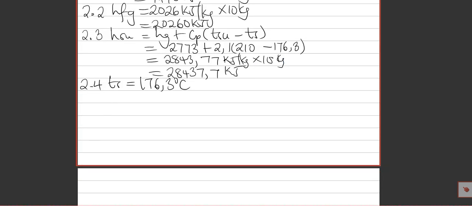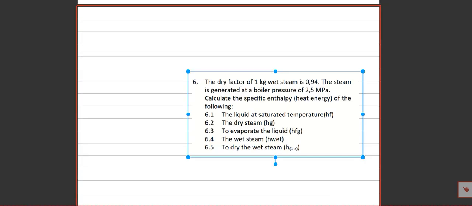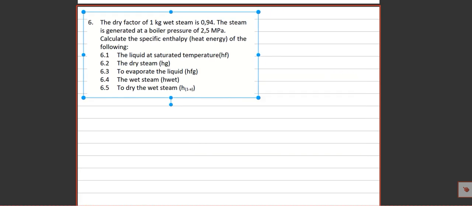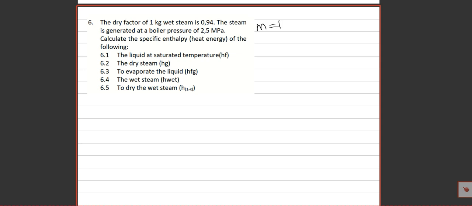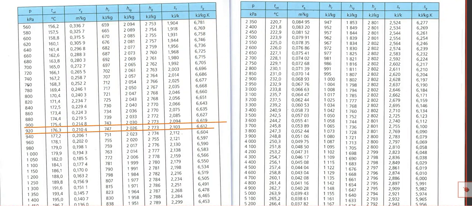So for number 6, let's collect that. It says the dryness factor of 1 kg mass, 1 kilogram of wet steam, is given as Q value 0.94. Then they say the steam is generated at a boiling point of 2.5 megapascals. Pressure is given to us as 2.5 megapascal.